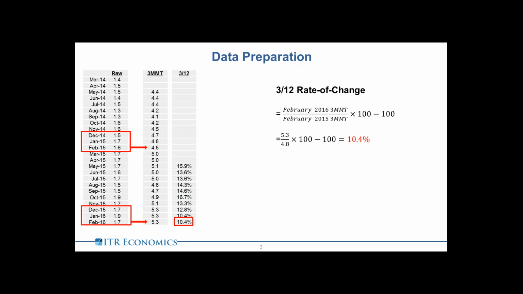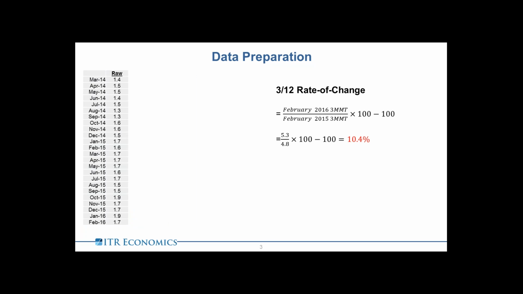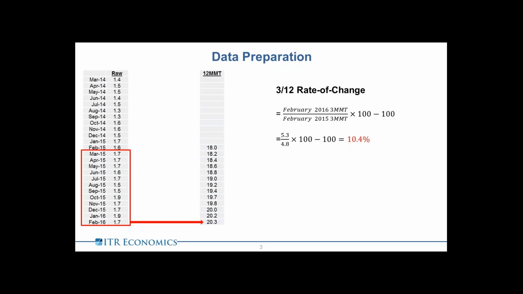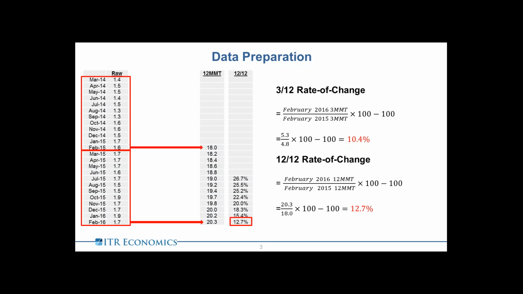Once we've done this on a quarterly and a quarter-over-quarter basis, we then do the same thing on an annual basis. So first, we take the last 12 months of data and add it all together to calculate the 12 MMT, the 12-month moving total. We then compare that period to the same time frame 1 year ago to calculate the 12/12 rate of change. This is essentially the annual growth rate for this particular series.